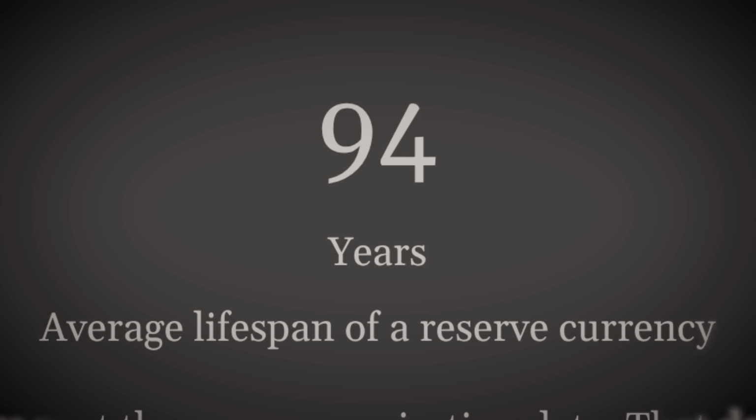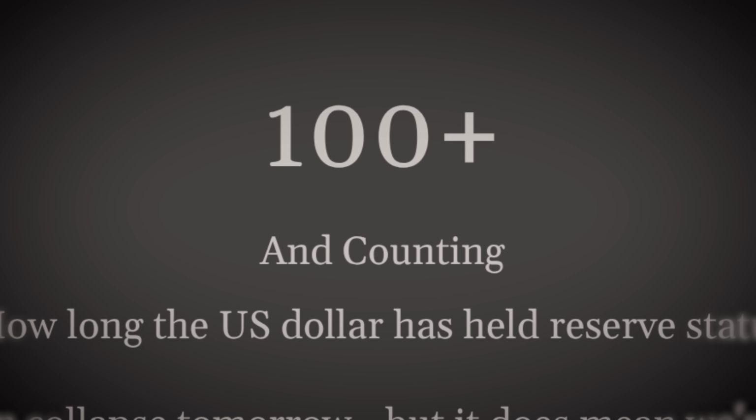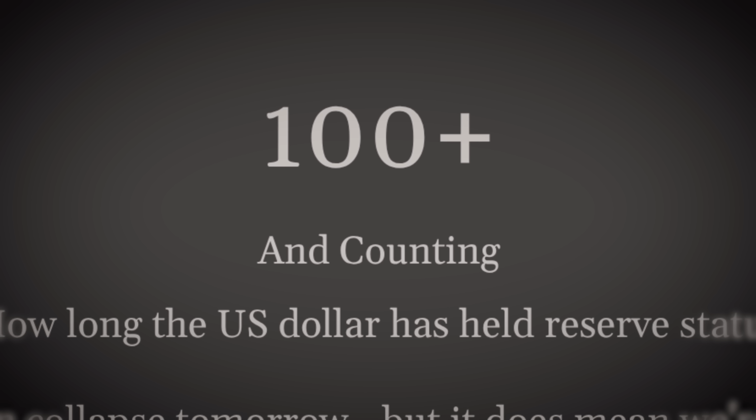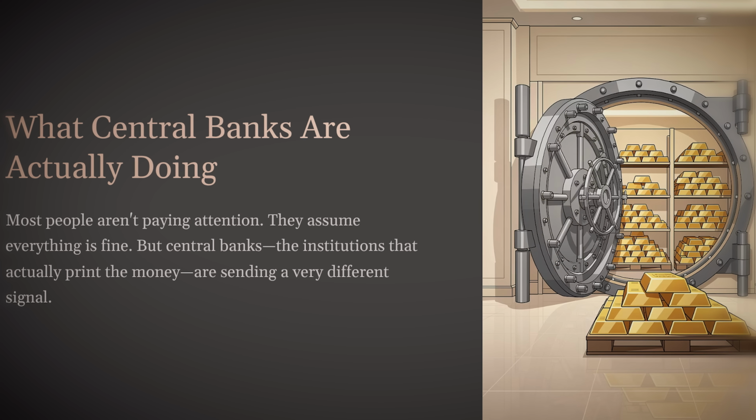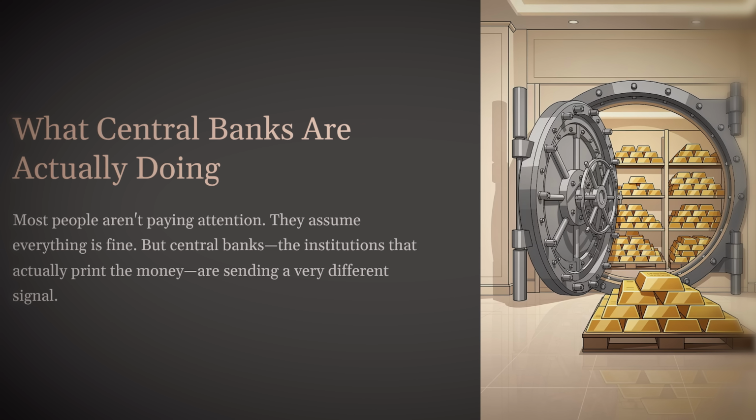The US dollar has held reserve status for now, how many years, anybody? 100 plus. So that doesn't mean it collapses tomorrow. But it does mean we are in uncharted territory. We're past the average expiration date. It's like that yogurt you're looking at going, it's a week past its expiration date, but I still really want this chocolate yogurt. To understand why we are here, we need to understand what the central banks are doing.